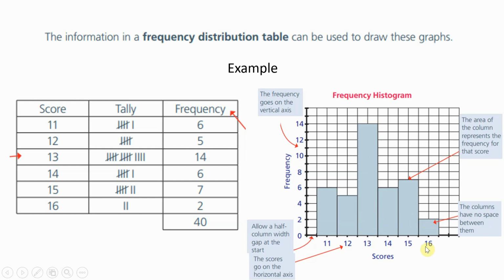Last one, score of 16, only got a frequency of 2, so either side of the 16 you'll go up to 2, draw across and down, and so you can see the length of each column shows you how popular each score is, with 13 being the mode, the most common or highest frequency. Okay, so that's a histogram. No gaps between the columns, but a gap at the start. Vertical is for frequency, horizontal is for the scores.